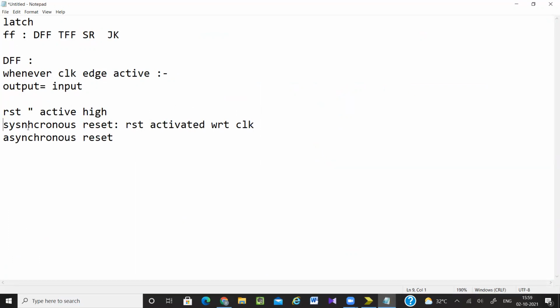So synchronous reset means you may make the reset signal high at any point, but the output will go to 0 only when the clock is high. That means reset should be equal to 1 and the clock should be at its positive edge. At that time only my output will go to 0.